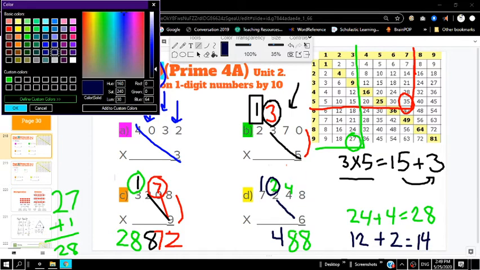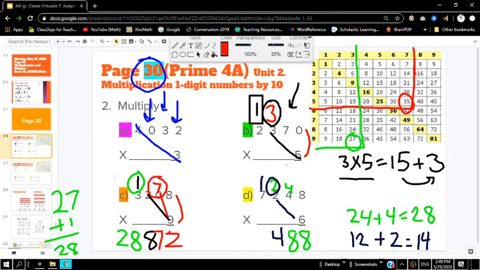And my last problem is 7 times 6, which is 42, and 42 plus 1 equals 43. Can't really see that very well. Let me write that again. 42 plus 1 equals 43. So 43 is my last step of that multiplication problem.